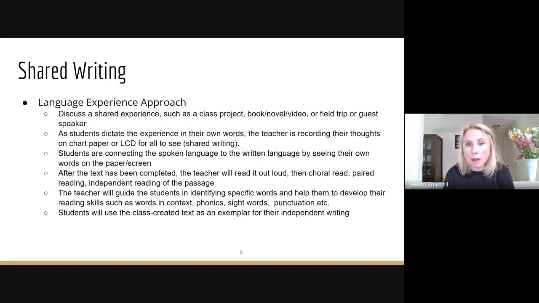So again, I love this approach and think it is so valuable for students to actually make that connection from the words that they are speaking to the fact that they become written down on a page.